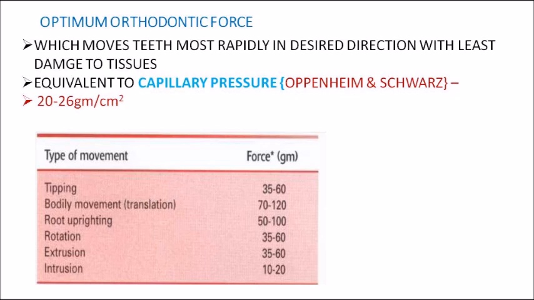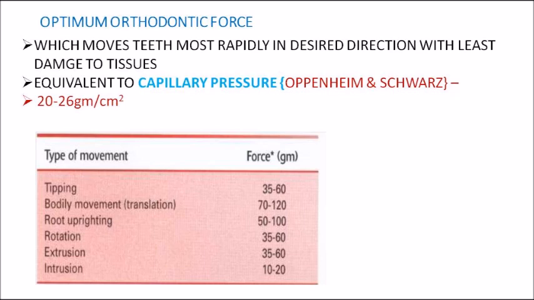So always remember, tipping, rotation and extrusion are in need of optimum orthodontic force of 35 to 60 grams, and bodily movement requires double the amount of optimum orthodontic force, which is 70 to 120 grams, and root uprighting requires 50 to 100 grams of force.